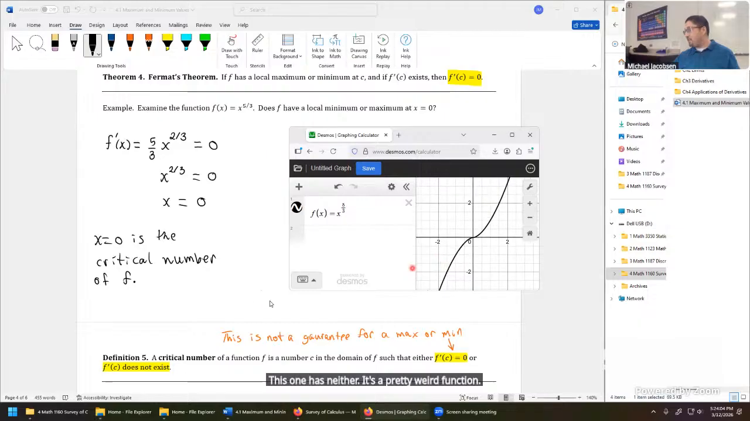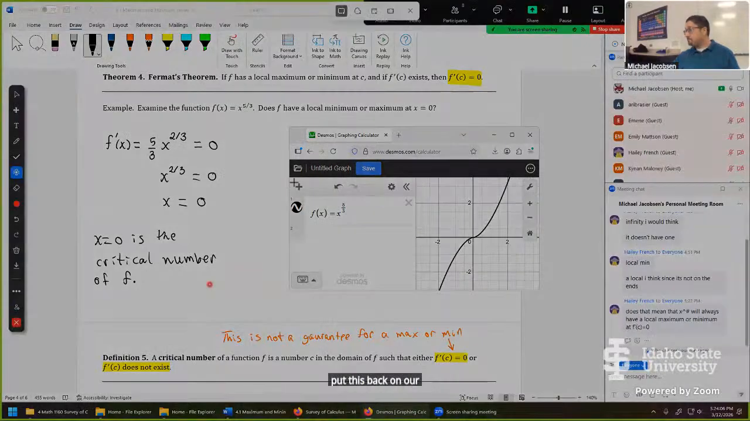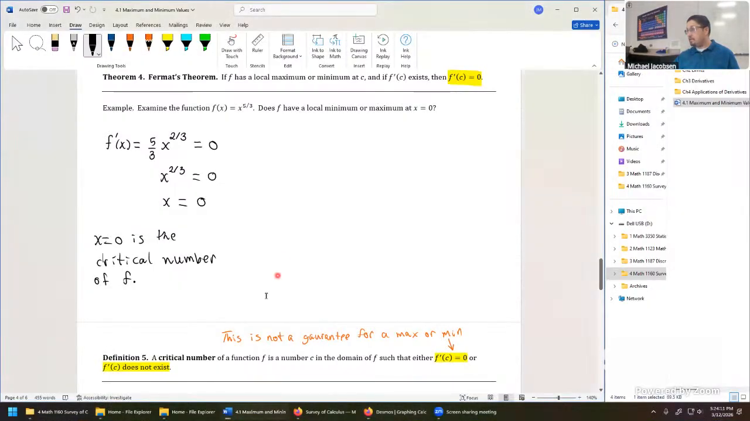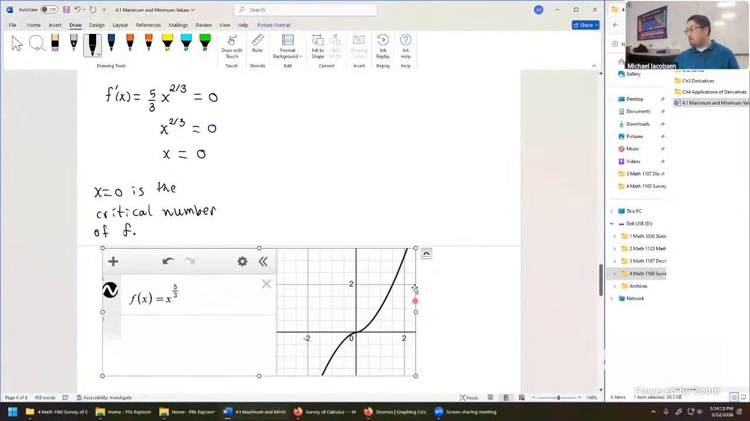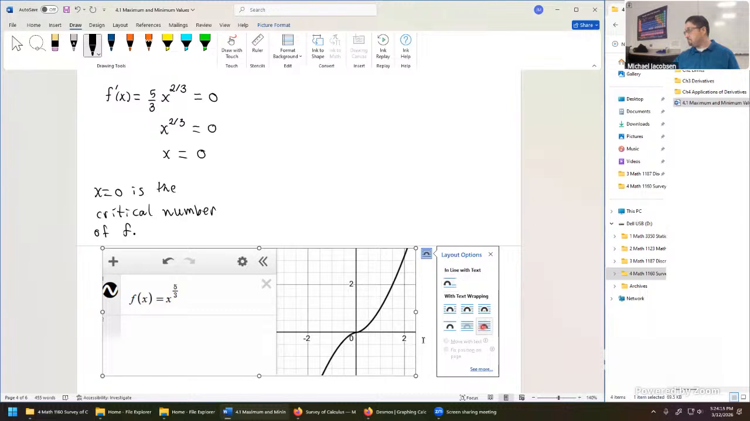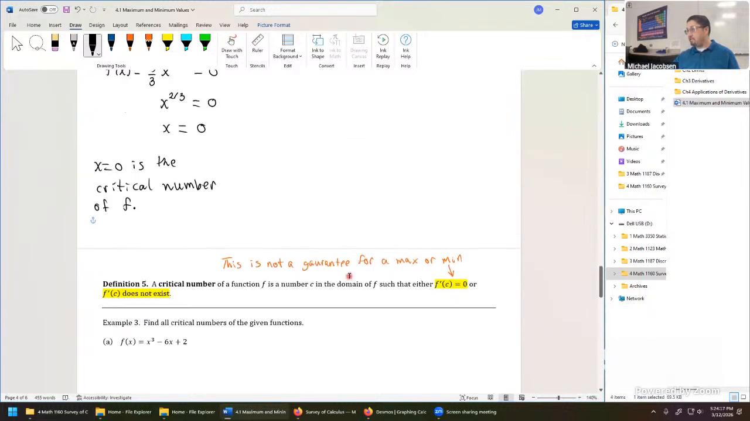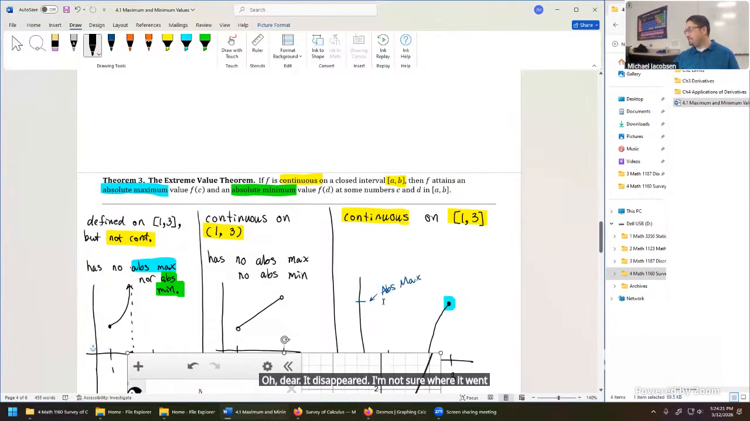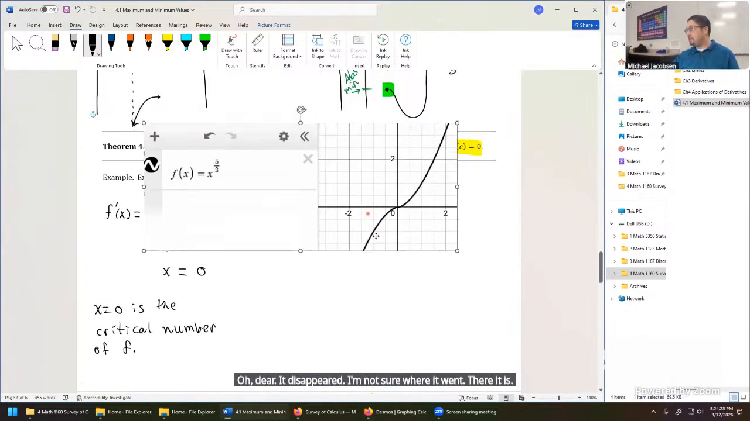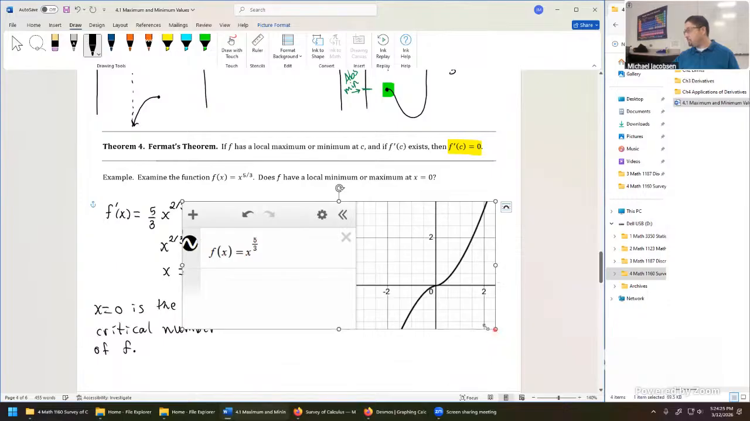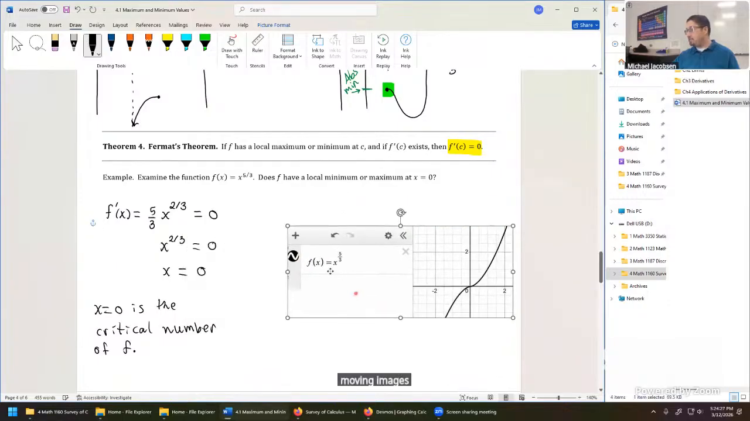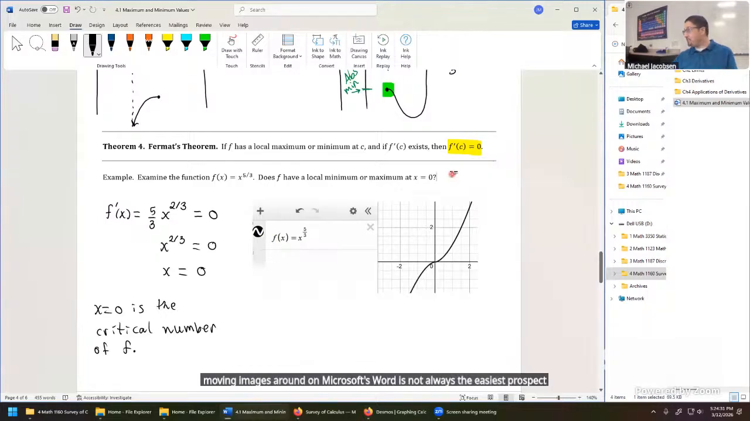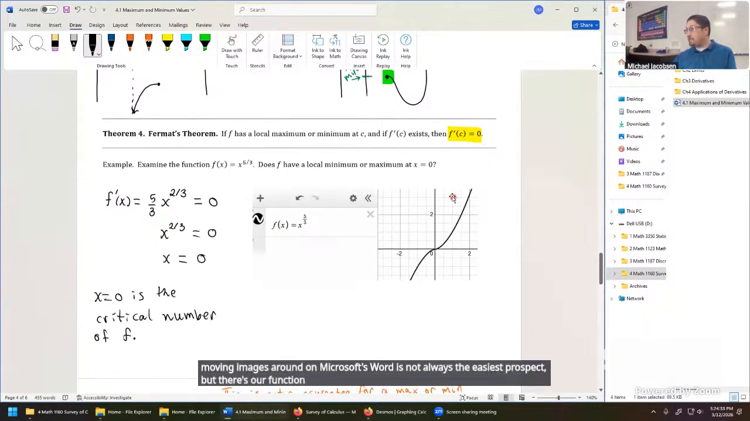Let's put this back on our graph to the right. Oh dear. It disappeared. I'm not sure where it went. There it is. Moving images around in Microsoft Word is not always the easiest prospect, but there's our function. And yeah, thanks for asking about this one.